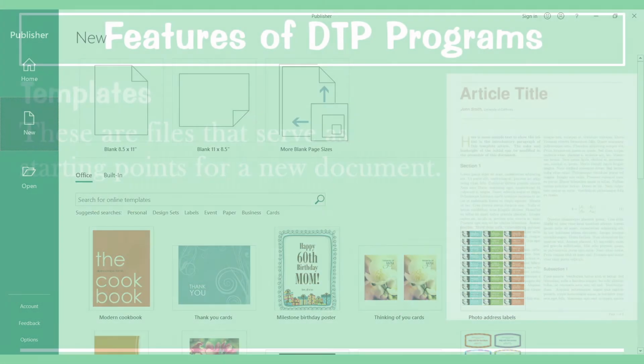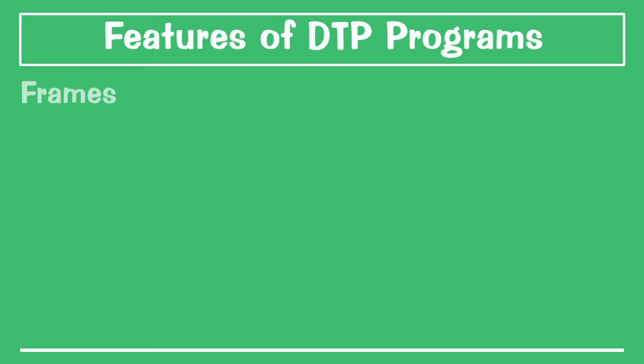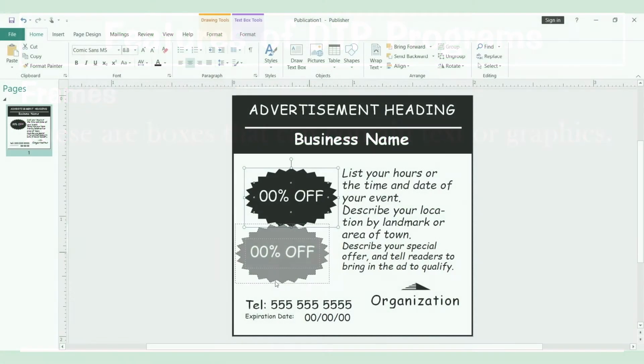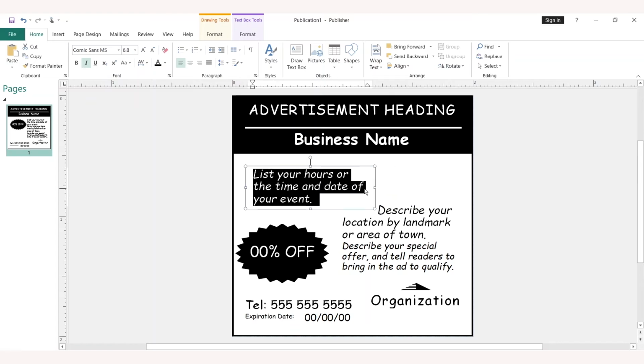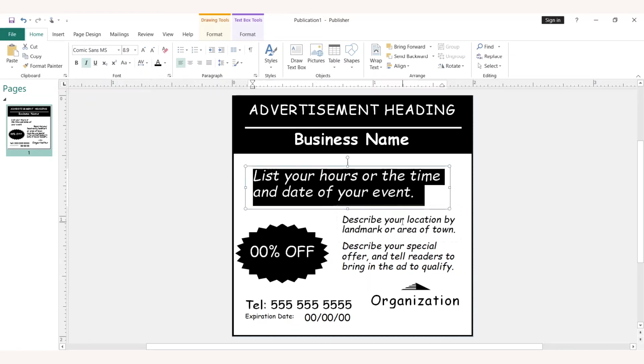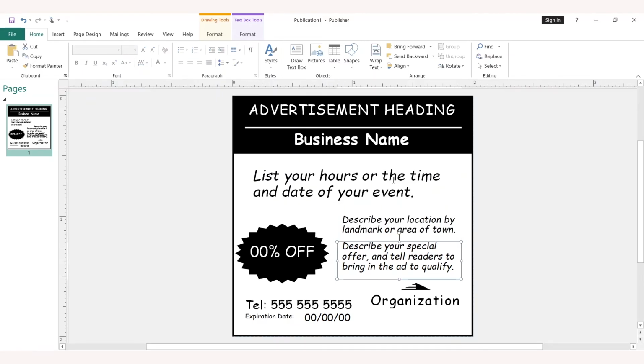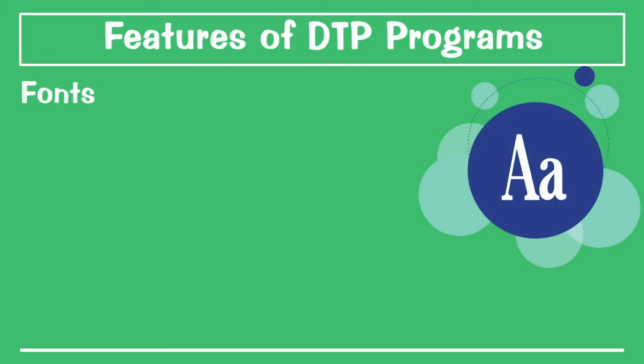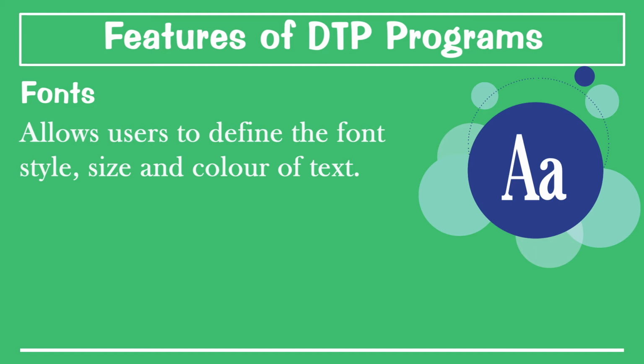The next feature, as you can see, is frames. What are frames? These are boxes that can contain text or graphics. They can be moved around the page and resized to create the layout that the user wants. All right. The next one is fonts. It allows the user to define the font style, the size, and the font color.